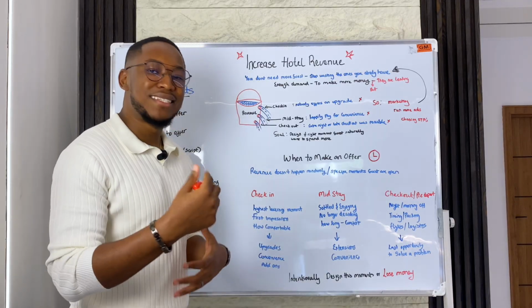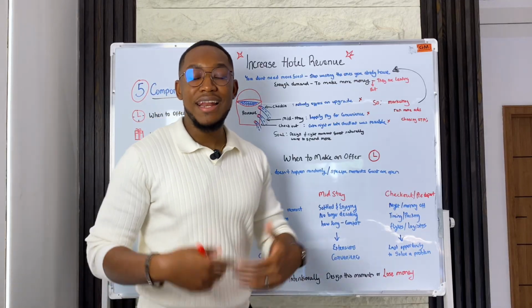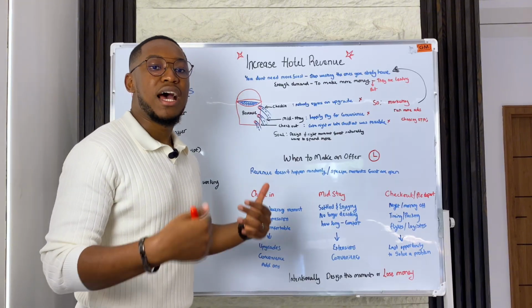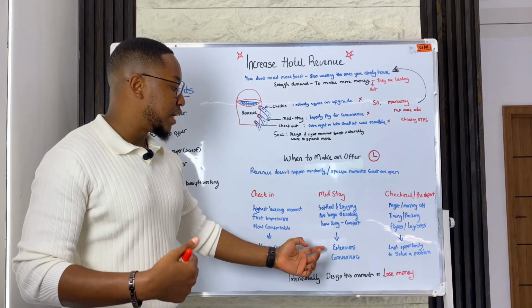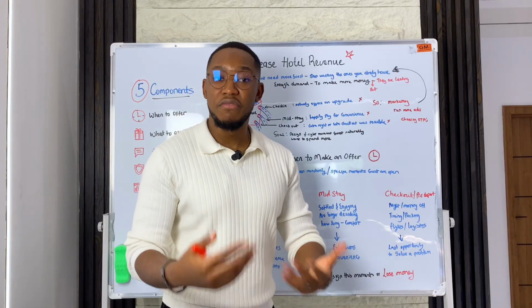The second opportunity is during the mid-stay. Now, this is when they're already settled in, they're enjoying their stay. They are no longer deciding whether they like your hotel or not. What they're trying to decide is how long do I want to stay comfortable for? So this is when you start putting in the offers for extensions or anything that would make their lives more convenient.